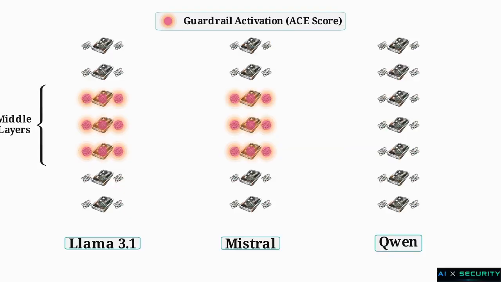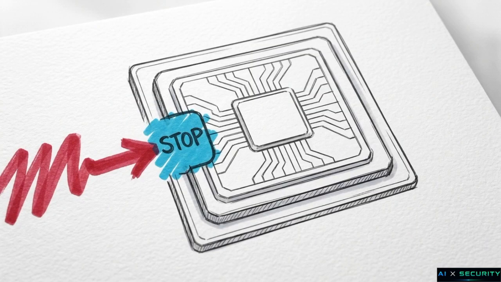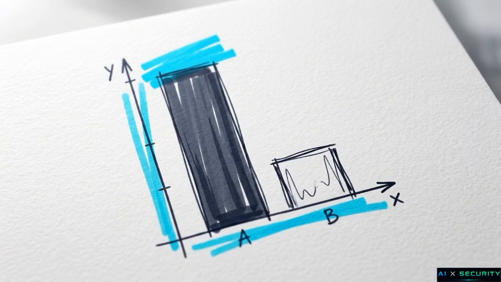While this methodology works across the board, the location of these guardrails heavily depends on the pre-training recipe. In Llama 3.1 and Mistral, the active neurons cluster in the middle layers. In Qwen, they sit much later in the network. Knowing exactly which layer triggers this safety response has an immediate engineering application. Developers can implement early exit checks, halting malicious requests mid-generation and drastically reducing inference compute costs.